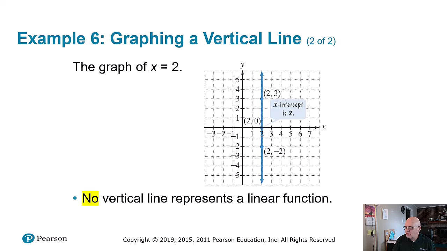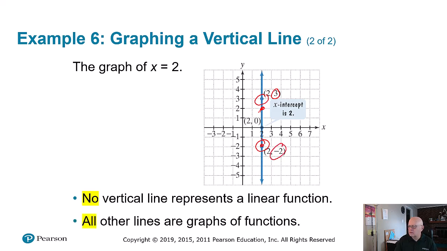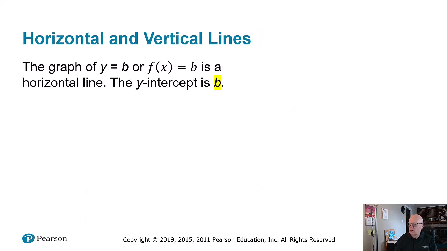And just a reminder, a vertical line does not represent a linear function because you've got a vertical line that has two different y values for a particular x value. Every other line is a function. Not every other graph. Every other line is a function. Any line that's not a vertical line will be a linear function.